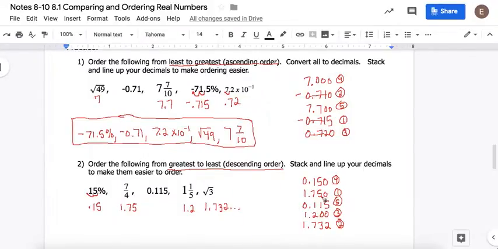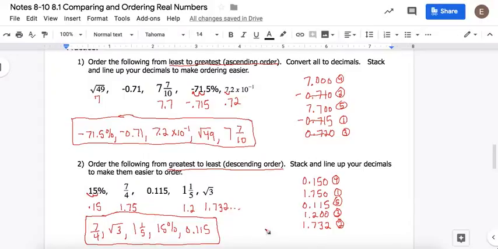Okay, remember when I order, I'm going to do the original, so this one is first, which is 7/4. The last one was the square root of 3. The third one right here would be 1/5. And then we have the first one, which was 15%. And then finally, 115 thousandths. Okay, let's move on to example number 3.